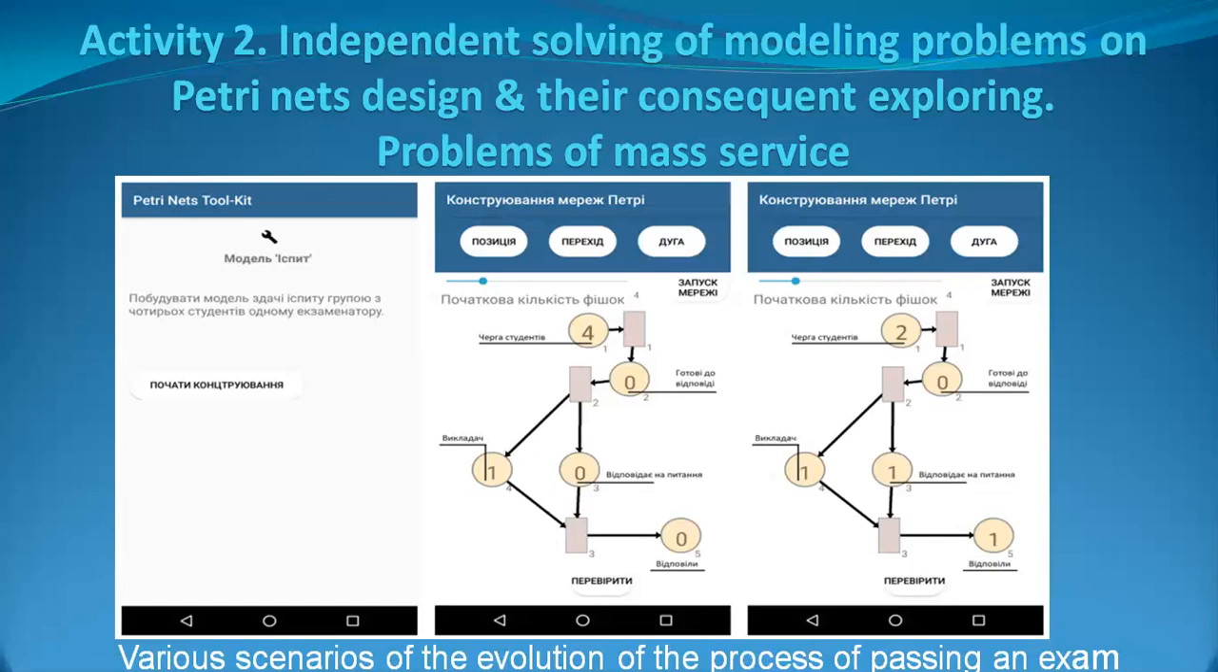Afterwards, trainees are asked to imitate different scenarios over the given process. For example, when all four students are waiting for their turn, for the situation when two students are waiting and one student is passing his exam, so the teacher is busy and unavailable to other students, and other situations. Various scenarios of the evolution of the process of passing a colloquial exam are here on the screen.